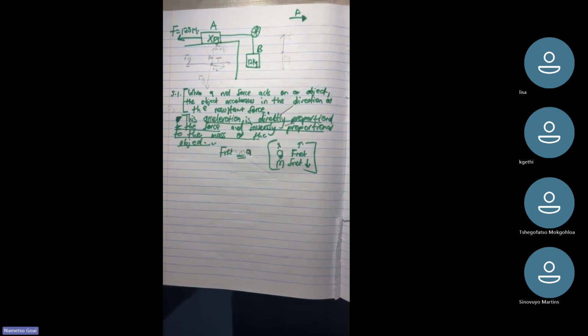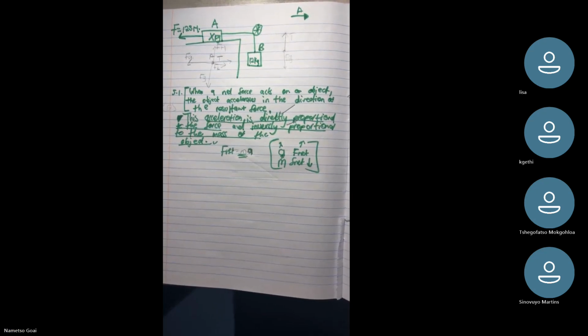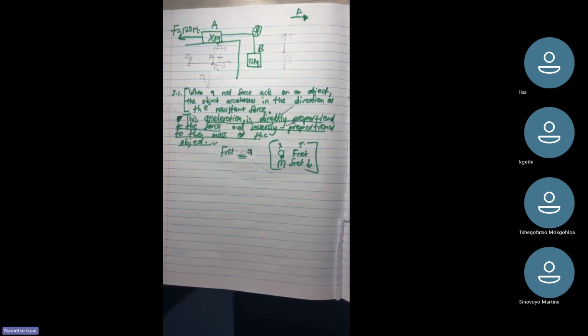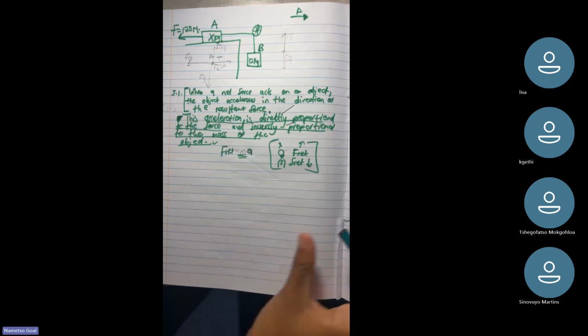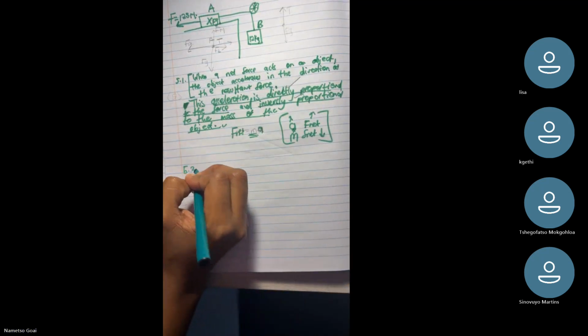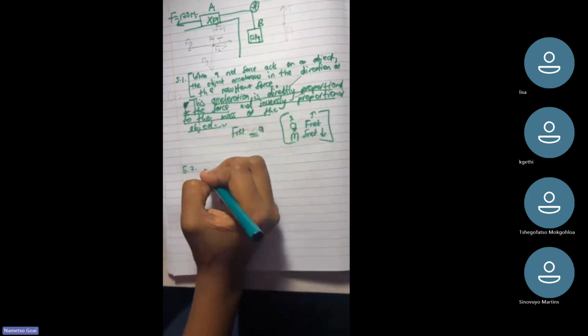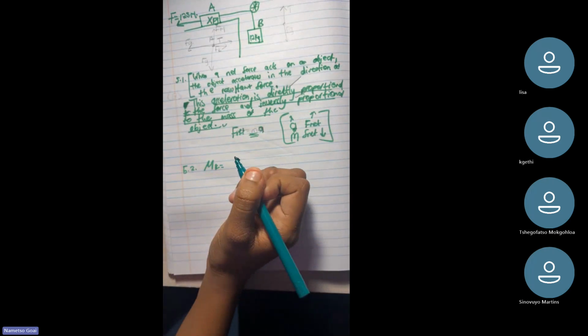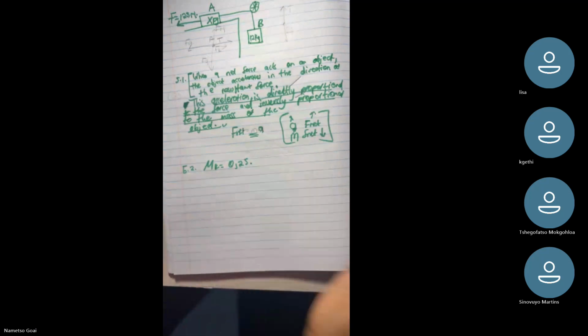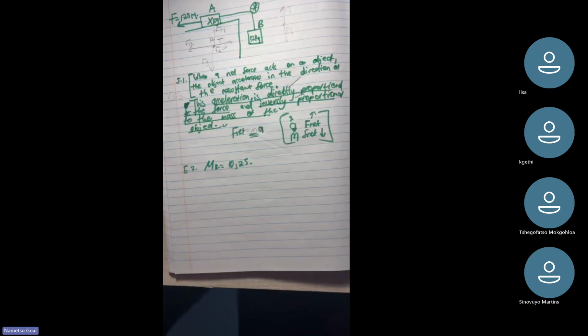So now let's go to question 5.2. Where's 5.2? Oh, I was literally just here. Okay, 5.2. Let's look at what 5.2 is saying. They're saying if the coefficient of kinetic friction, so they're telling us that mu k equals 0.25, right? Calculate the tension in the string.